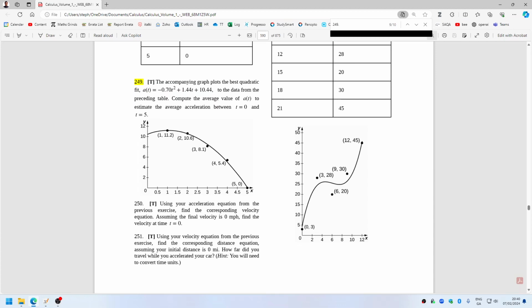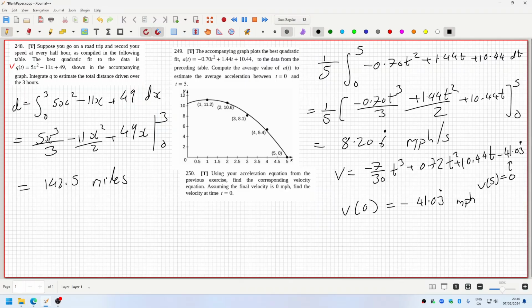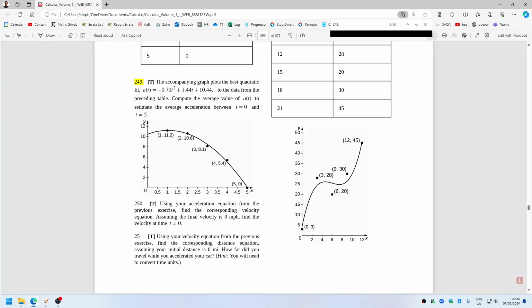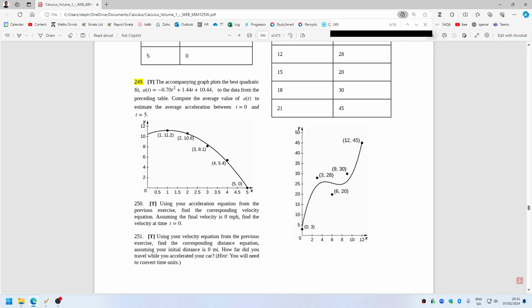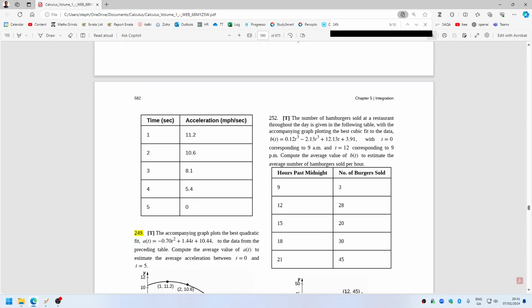What is the time though? Time is 5 seconds. I see. I think this is what the problem is, because the units are being mixed up from hours and seconds. Yeah, you'll need to convert time units. So the time units are the problem here. That is in miles per hour, and this time here is in seconds.